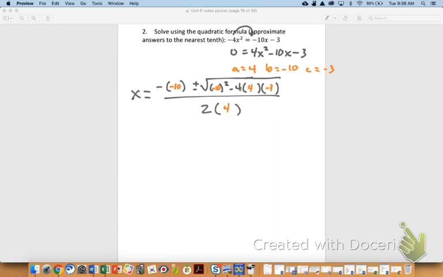What do you think so far? Good? Okay. So now, I'm going to follow my PEMDAS, my order of operations. Negative 10 is really positive 10. And then I've got a bunch of work to do inside the radical. So what's negative 10 inside parentheses squared? 100. It's positive 100, that's right.